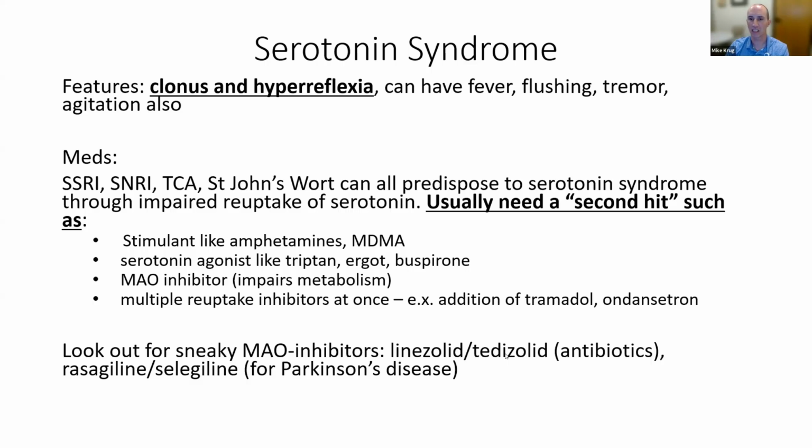Like linezolid, an antibiotic that actually has MAO inhibitory effects. Rasagiline or selegiline for Parkinson's disease are MAO inhibitors. This is where I've seen it lately. In the last 10 years, the times I've seen serotonin syndrome have been from linezolid and from selegiline or rasagiline for Parkinson's disease being added to other serotonergic agents. Second hit, they develop serotonin syndrome. So remember clonus and hyperreflexia, remember the second hit, and that linezolid, rasagiline and selegiline are MAO inhibitors and can precipitate that.